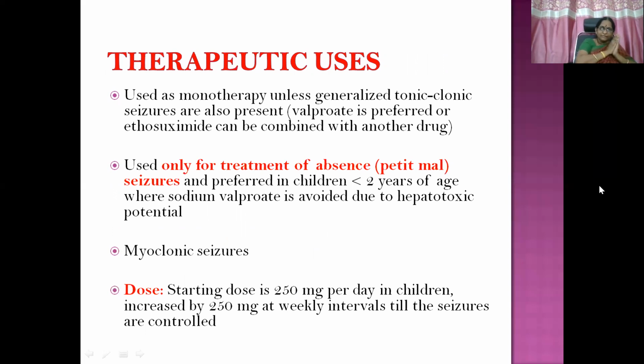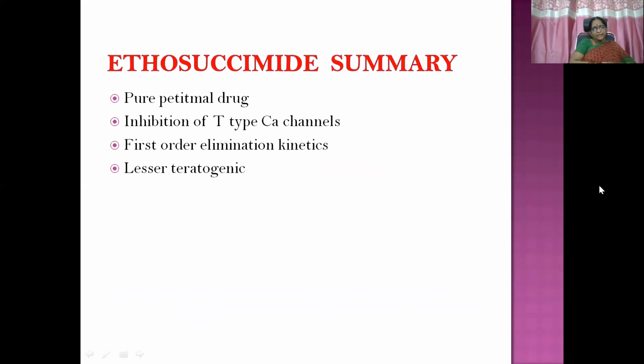For all earlier molecules we have said that those drugs are contraindicated in petit mal epilepsy or absence seizures, but ethosuximide is the pure petit mal drug, used only for absence seizures, though it can also be used for myoclonic seizures. The main advantage of this molecule is that it is preferred in children less than 2 years of age, where sodium valproate is avoided because of its higher risk of hepatotoxicity. Dose: 250 mg per day to start with, and increasing the dose weekly. Ethosuximide summary: pure petit mal drug, inhibition of T-type calcium channels, first order elimination kinetics, less teratogenic.